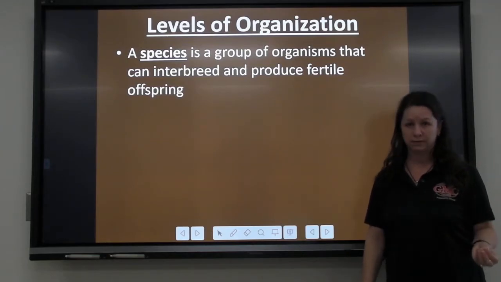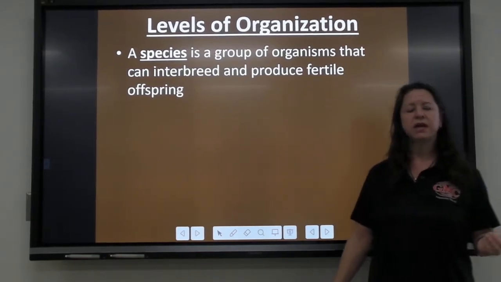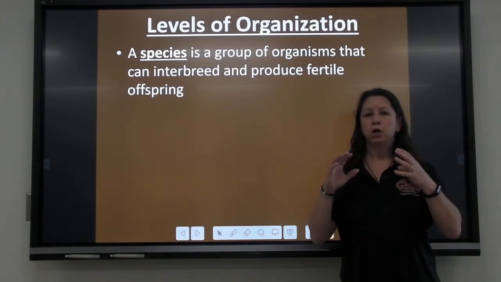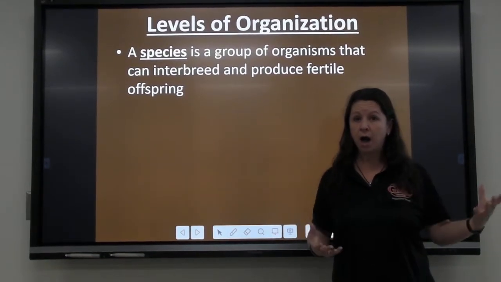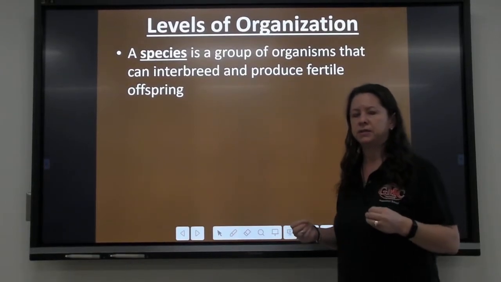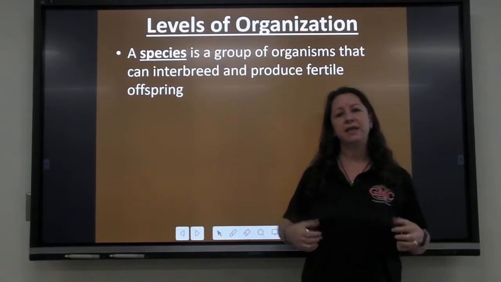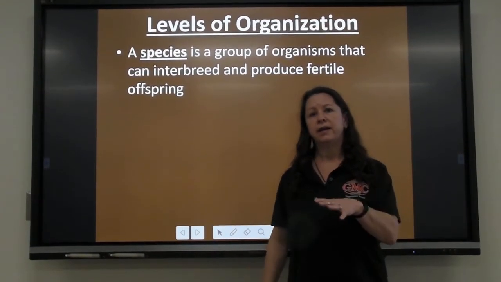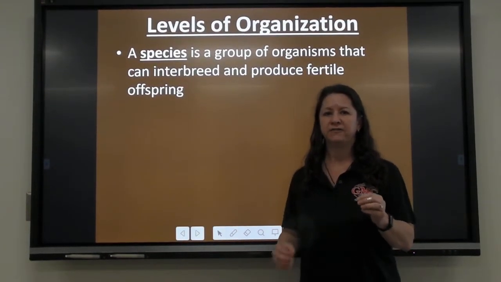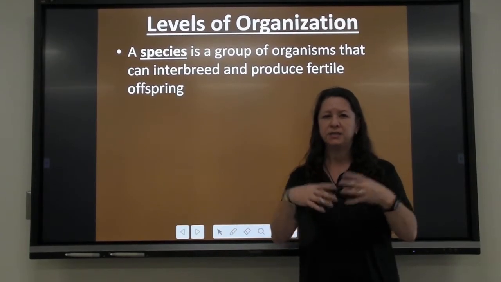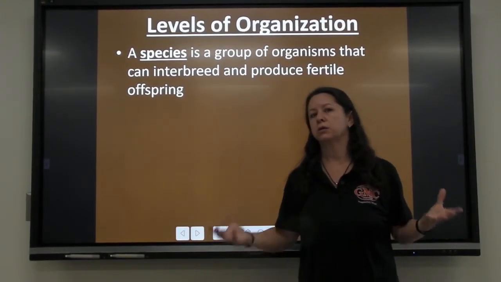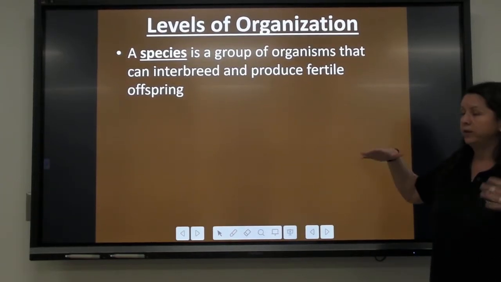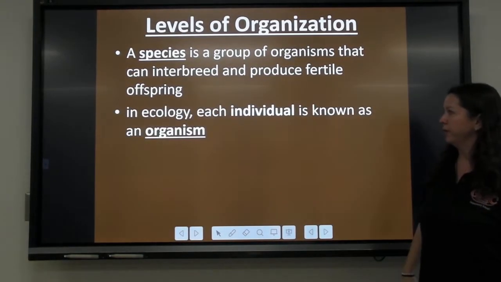So a species, as we've already said, is a group of organisms that can interbreed and produce fertile offspring. Most scientists will build their research in ecology around a single species. Sometimes they're looking at the ecosystem, so everything there, but a lot of times they are tailoring it to find out how one species fits and works.